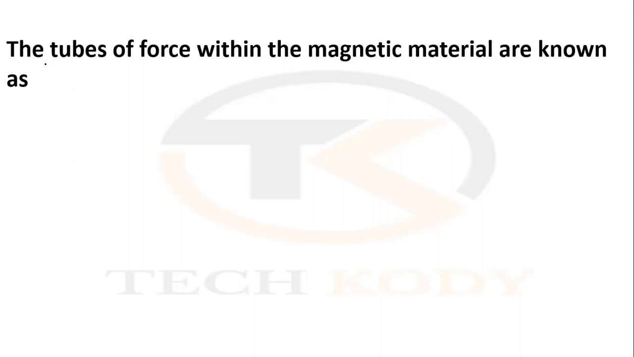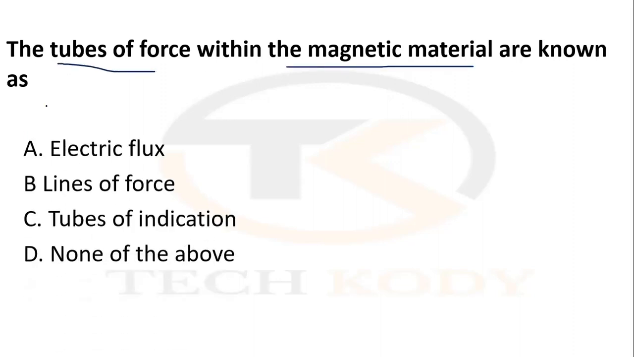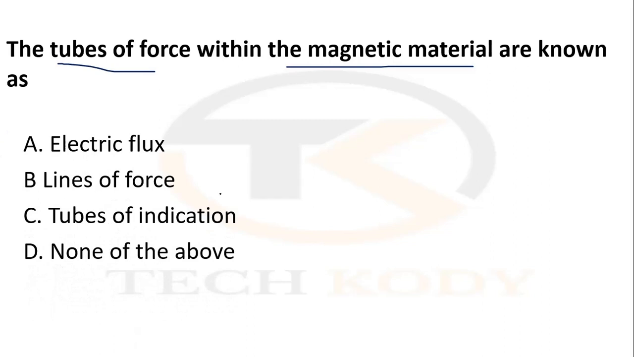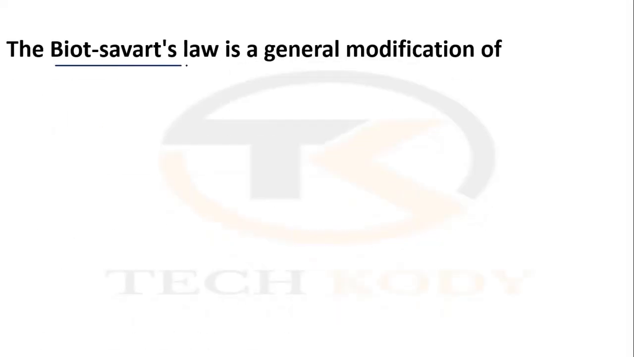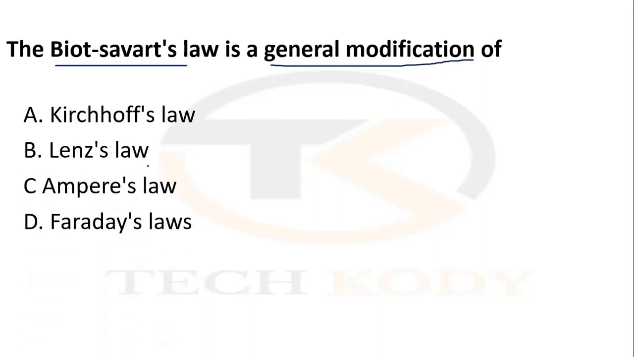The tubes of force within the magnetic material is known as: electric flux, line of force, tube of indication, none of the above. The tubes of force within the magnetic material is known as lines of force. The Biot-Savart law is generally a modification of: Kirchhoff's law, Lenz's law, Ampere's law, Faraday's law. The Biot-Savart law is generally a modification of Ampere's law.